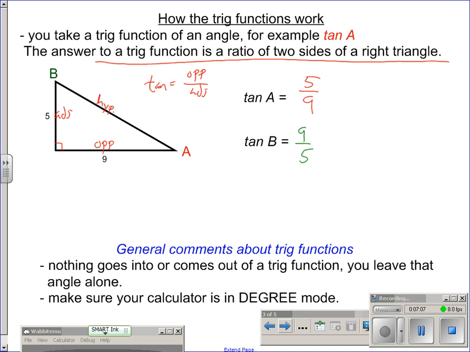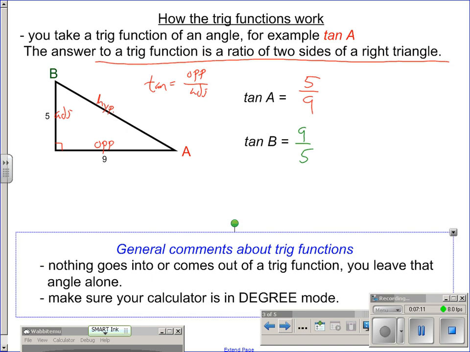As you're working with trig functions, down here, a couple of comments. Nothing goes into or comes out of a trig function. What that means is you don't mess with this angle A or this angle B. And when we do a couple examples in the next video, we'll have the tangent of 50 degrees. You're not going to touch that 50 degrees. It stays there. It's inside the trig function. There is a big wall blocking off all of that stuff.